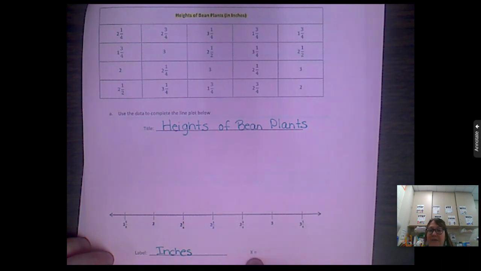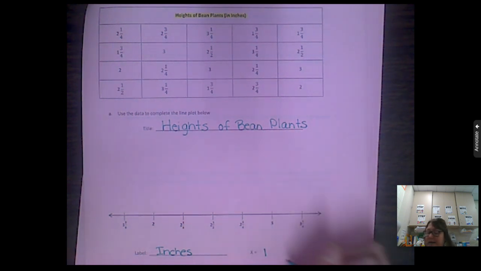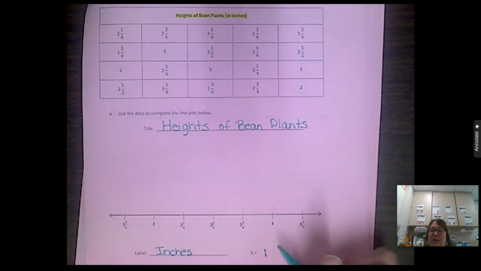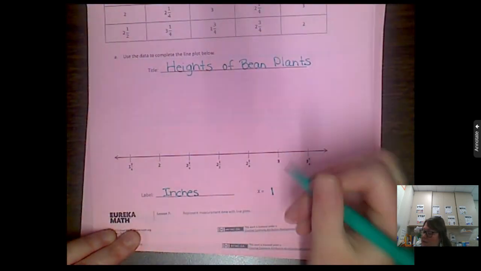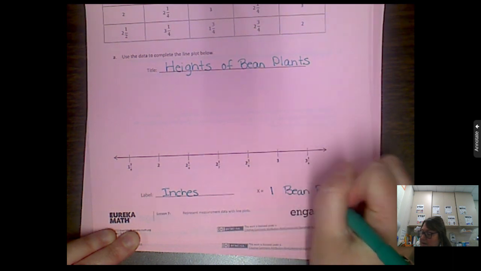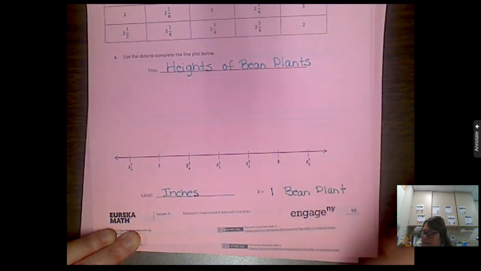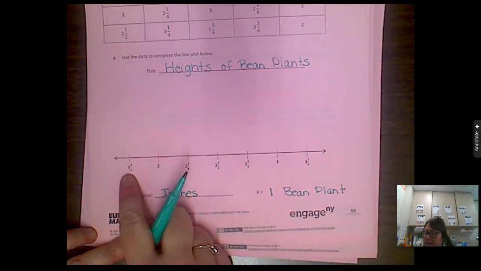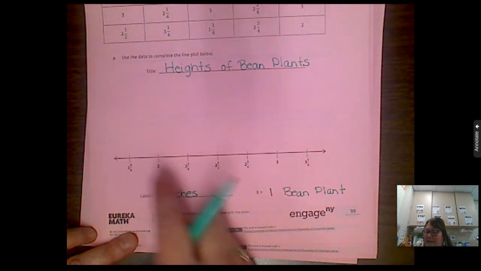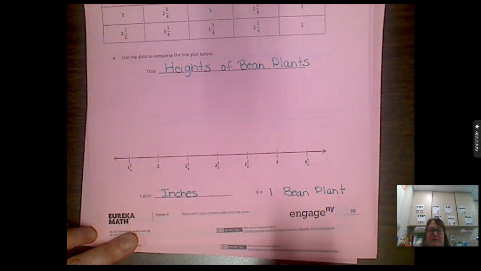This X, what do these X's represent? So in the past, the X has always represented one of something. So X equals 1. What are these X's representing? So if we look at the heights of bean plants, these are the heights. So an X equals 1 bean plant. So each X that we plot is going to represent a bean plant. So how many bean plants are 1 3/4 inches? We'll know when we look through our data, and then we'll put the X there. How many are 2 inches, 2 1/4, and so on.